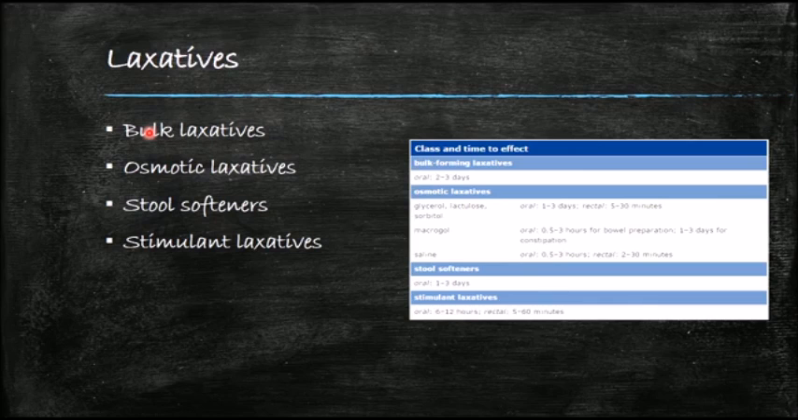The most commonly used laxative is Coloxyl and Senna. Coloxyl is a stool softener and Senna is a stimulant laxative. So it's working in two ways to help you go to the toilet.